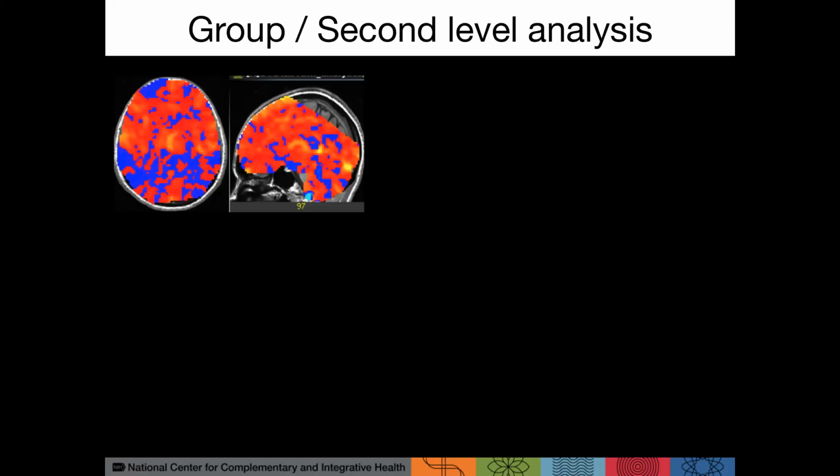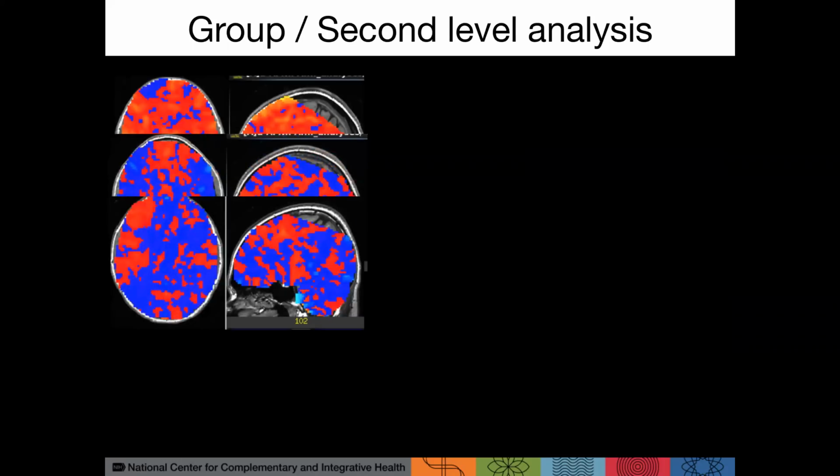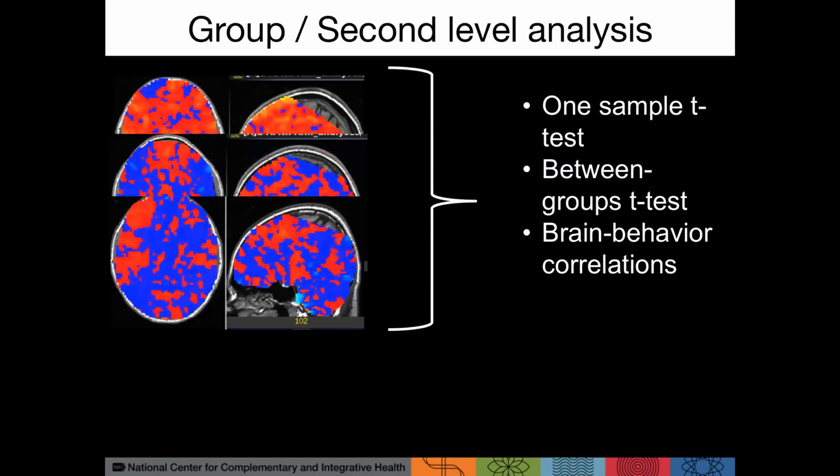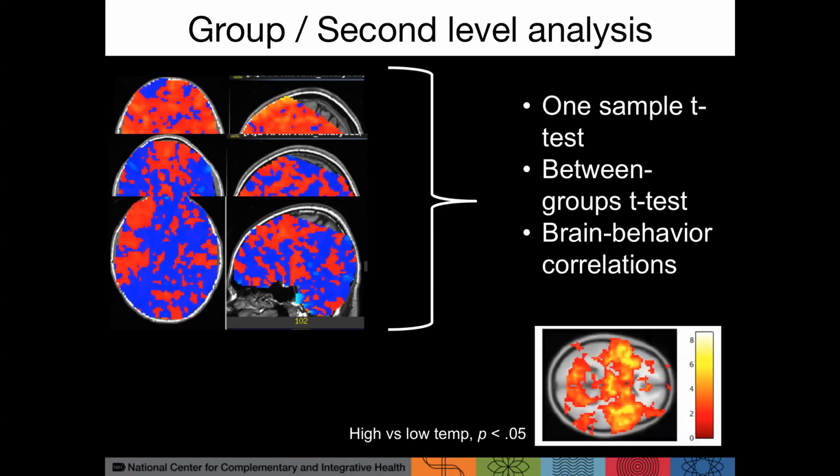And then what you do after you have each individual's first level analysis, you put them together and you just use standard statistics, depending on what your study question is, to run a one sample t-test, between groups t-test, look for correlations with behavior, etc. And what you get from that is, again, a statistical map with a value for every voxel about whether you had a significant difference across the group relative to 0, or whether the groups differ between them, or whether you had a significant correlation with a behavioral outcome.